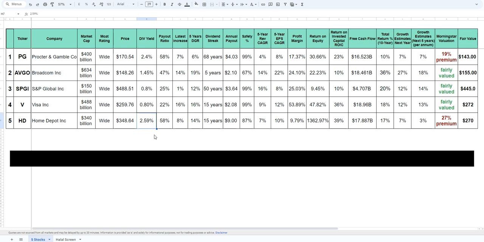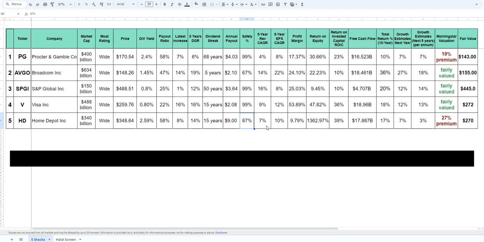The dividend is 2.6%, which is fine. The payout ratio is not too big as well. Latest increase was 8%. Sorry, the 5-year dividend growth rate is basically 14%, if I can speak, and 15 years of increasing that dividend. $9 is what you get from this company, and 87% safety, which is really nice.